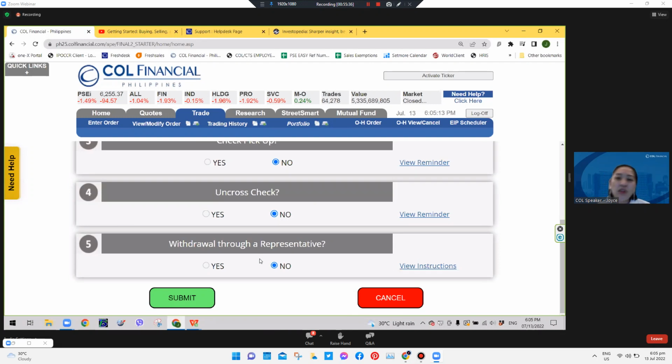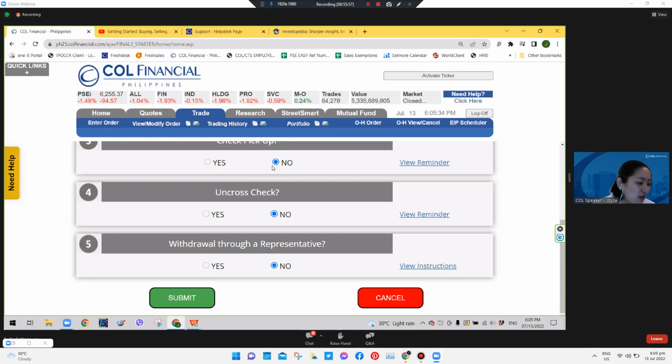Our accounting will process that for you and make sure that the funds are cleared, then we'll deposit it to your enrolled bank account. So please make sure that your enrolled bank account is the same name as your COL account, because usually banks would reject that if the names are different. Okay, so that is how you withdraw.